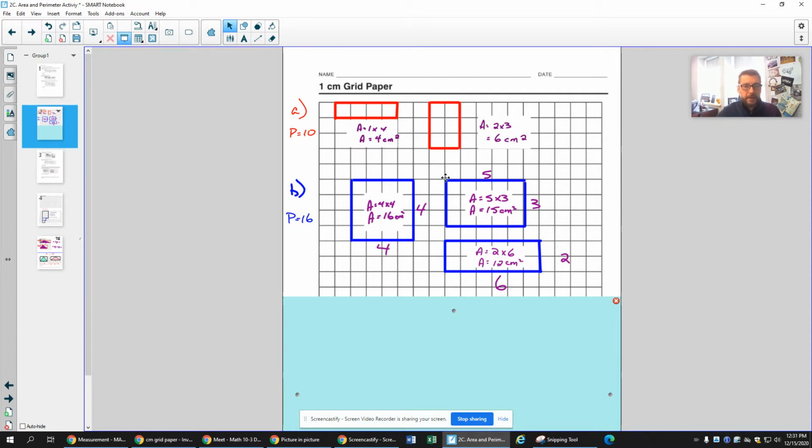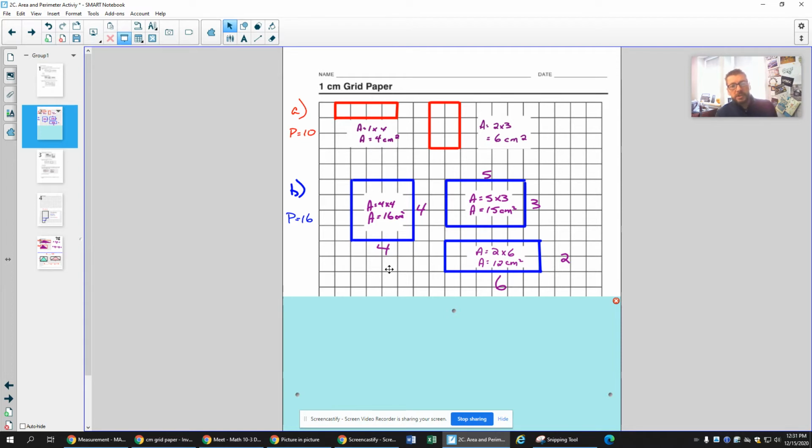If I do a 3 by 5 rectangle, again, halfway around is 8, and the other halfway around is the other 8, so all the way around is 16, but 5 by 3 has an area of 15. And then my last example is 2 by 6. Again, halfway around is 8, and the other half is another 8, making it 16 for a perimeter, but an area of 12.